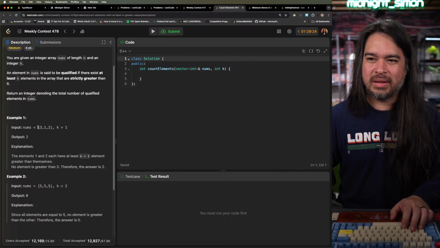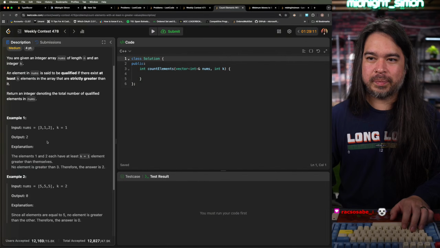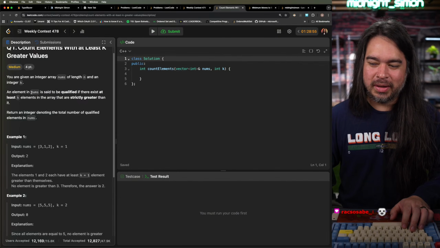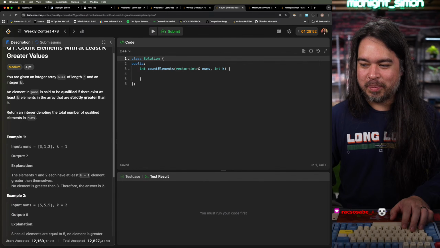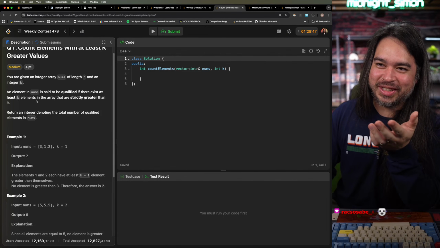What? Elements 1 and 2 each have at least k equal 1 element greater than themselves. Let me read that one. I don't even know. An element in nums is said to be qualified if there exists at least... Is this the research scientist one about scientists with paper scores or... Anyways, let me try and understand.